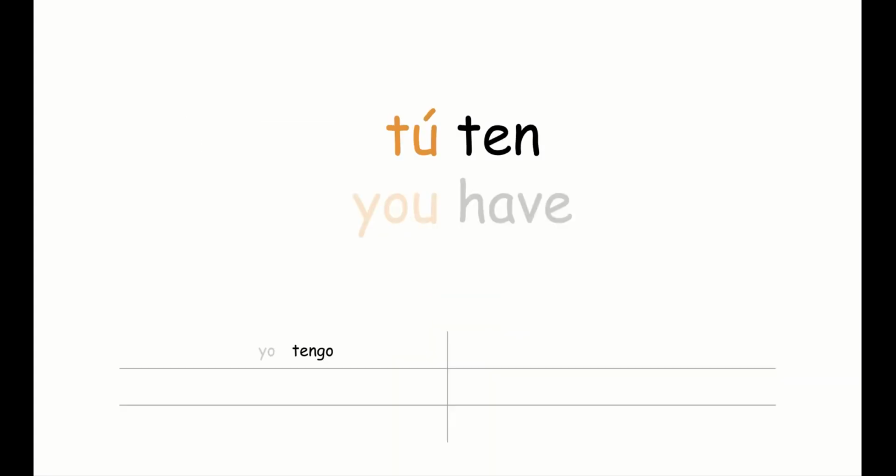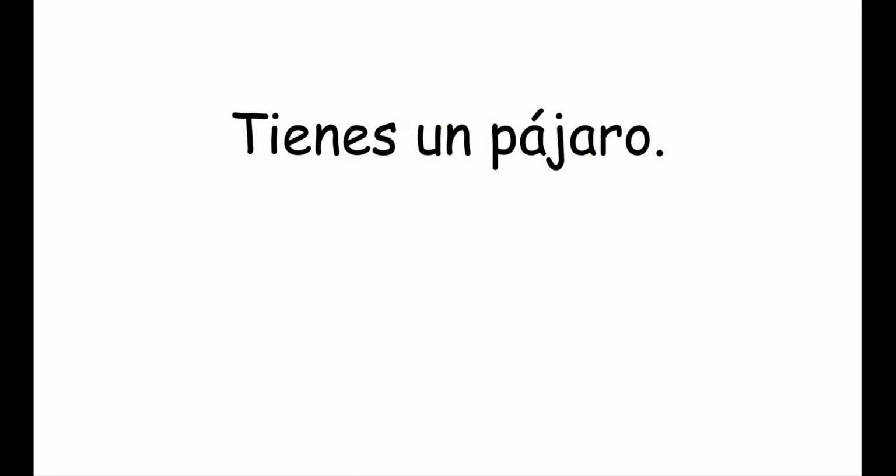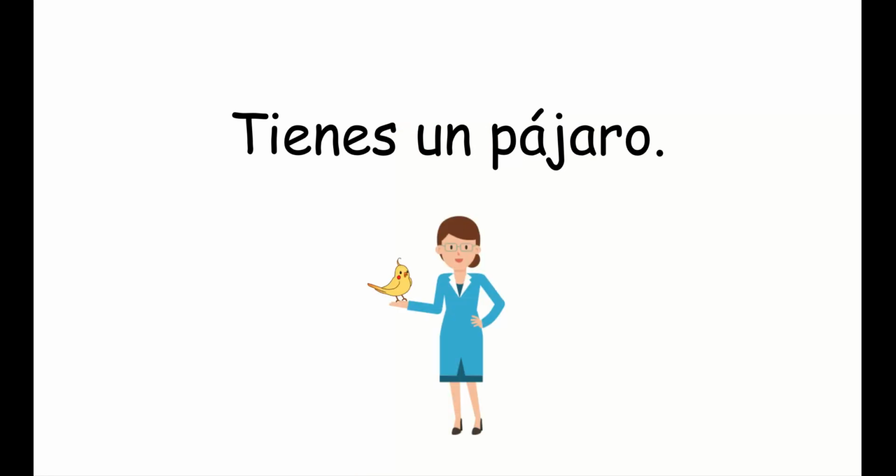Tú, when you're conjugating tener for tú, you are not going to just add an ES at the end. You're going to actually put an I after the T and before the E. So tien, and then you can actually add the normal ending. So tú tienes, you have. Tú tienes. So for example, tienes un pájaro, you have a bird.